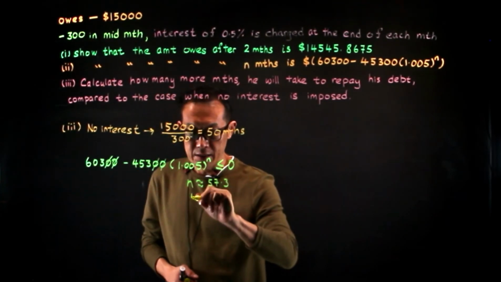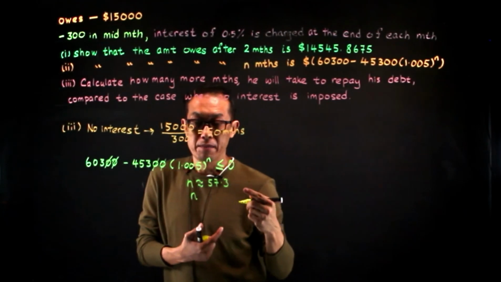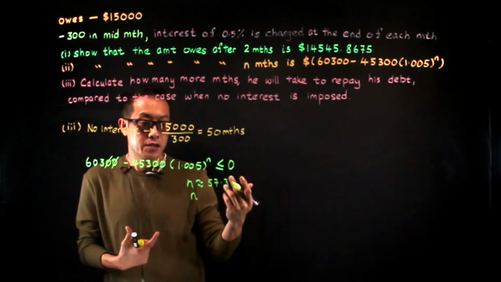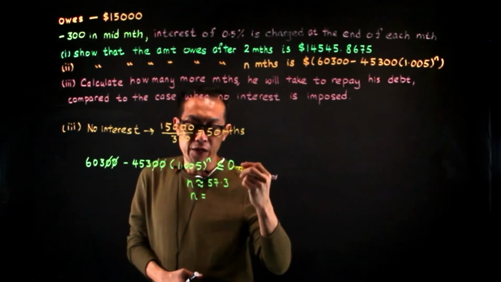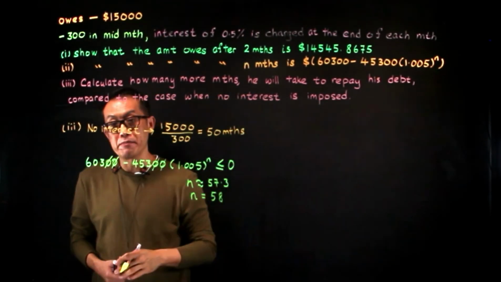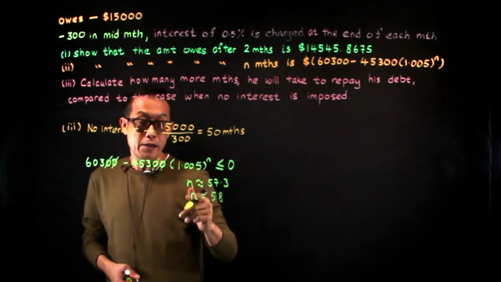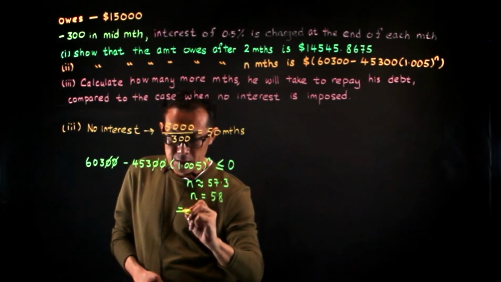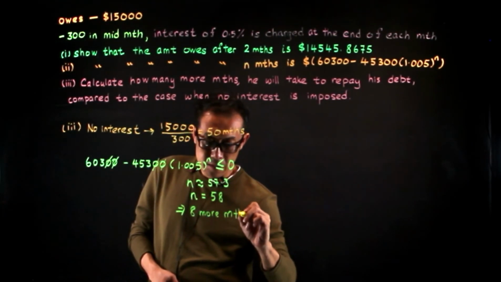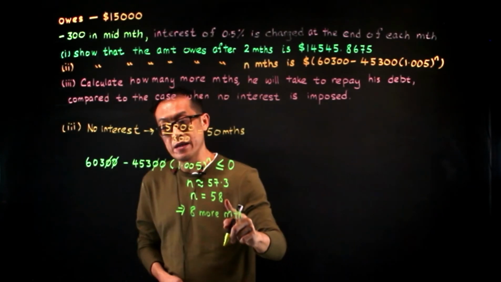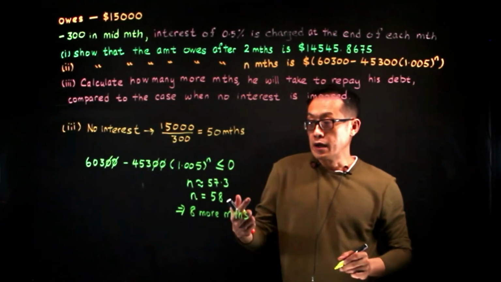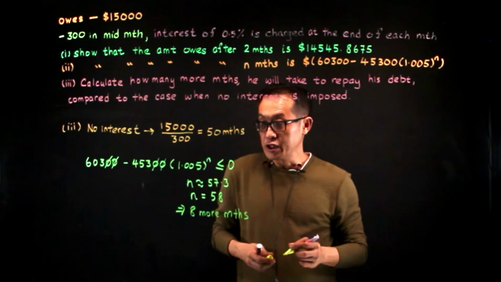And because it's a number of months, it cannot be 57. 57 is still owing the bank some money. So the minimum required of him is to clear it on the 58th month. So that it will be 8 months more. Implies that 8 more months. Simply use 58 minus 50. Now this is through the graphical method, by the help of the GDC.